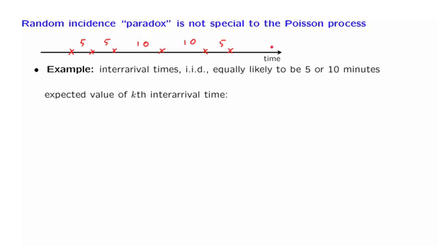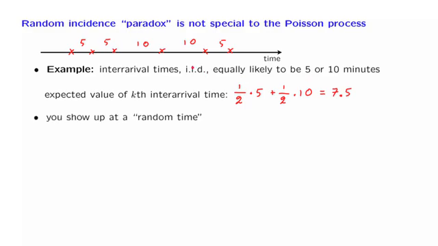What is the expected value of the kth inter-arrival time? Well, an inter-arrival time is with probability 1/2 of length 5 and with probability 1/2 of length 10. So the average inter-arrival time is 7.5.